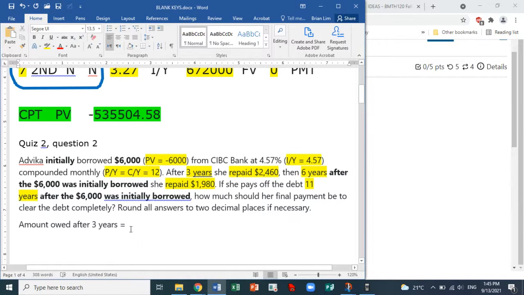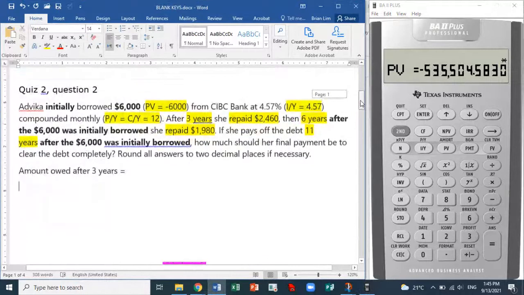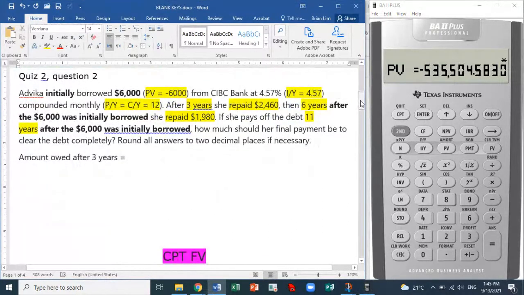How much money was our final payment to clear the debt? Now you have to do the first part, and that's after 3 years. Okay, so what do we do there? Well, we do what we need to do. We use our calculator and we do the table. We fill in the numbers.